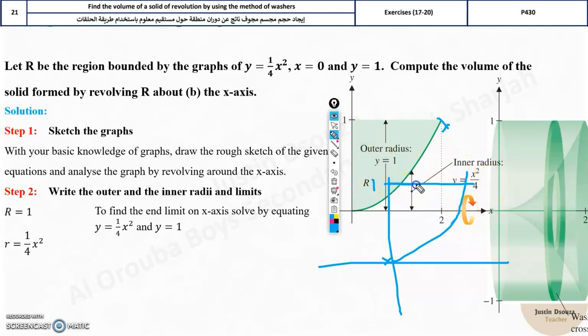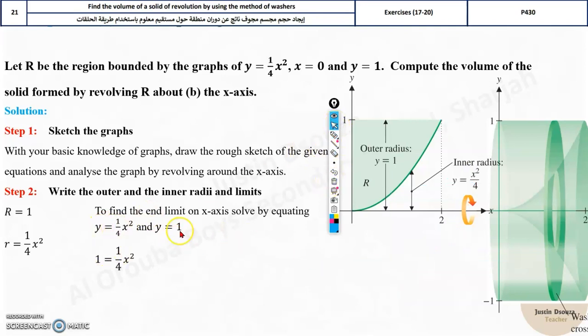How do you find that? You equate this line y equals 1 and the curve one quarter x squared. So y equals 1 and that must equal one quarter x squared, because at that point we will get the touching point. Take the 4 to the other side and take the square root. It will be plus or minus 2. But are we dealing with negative? No. See this graph, it's positive from 0 onwards. So all you need to do is find the limits along the x-axis. Yes, from 0 to 2.